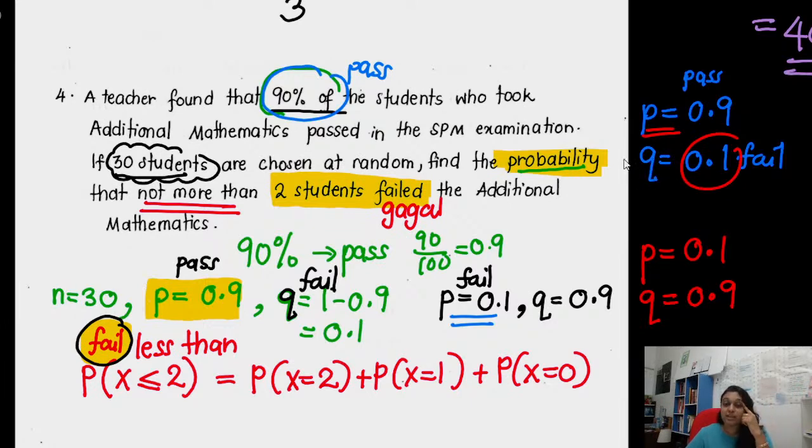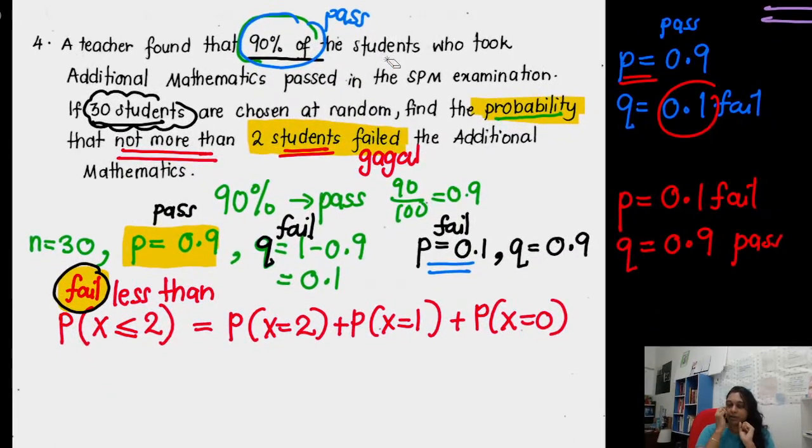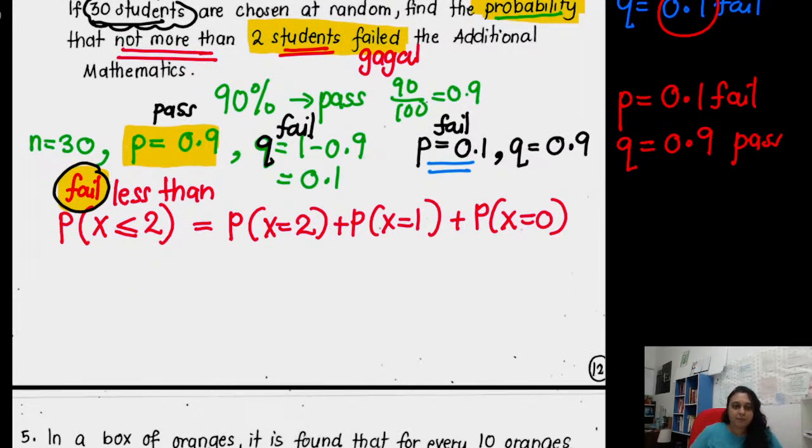You must know when to change. You change when following the question. You tukar the P and Q ikut soalan. Dekat sini kan soalan tanya tentang student yang fail. Jadi P saya akan jadi fail, Q saya akan jadi pass. We change according to the question. Okay? Okay teacher. So now from here we can find one by one lah this one.